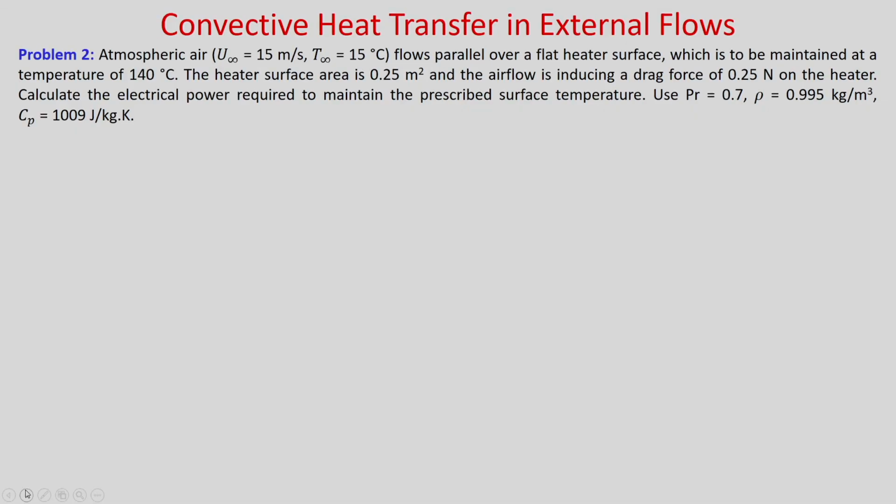Atmospheric air, U infinity is equal to 15 meter per second, T infinity 15 degree centigrade, flows parallel over a flat heated surface, which is to be maintained at a temperature of 140 degree centigrade. The heated surface area is 0.25 meter square and the airflow is inducing a drag force of 0.25 Newton on the heater. Calculate the electrical power required to maintain the prescribed surface temperature. Use Prandtl number is equal to 0.7, rho is equal to 0.995 kg per meter cube and Cp is equal to 1009 joule per kg Kelvin.